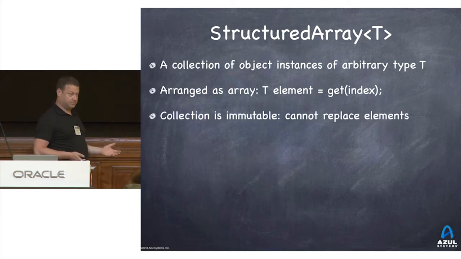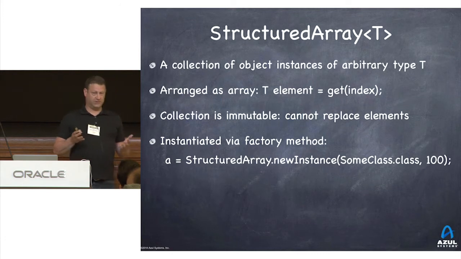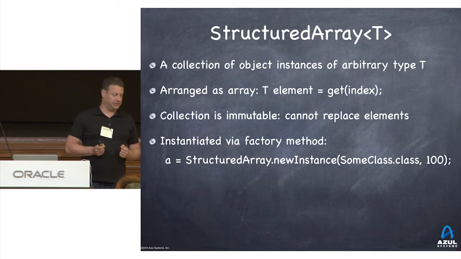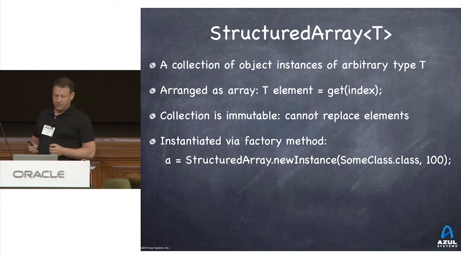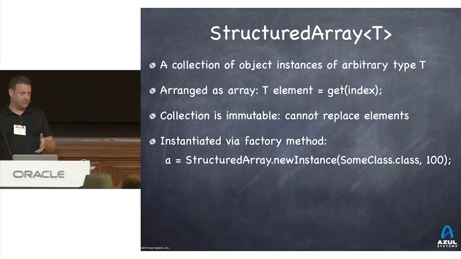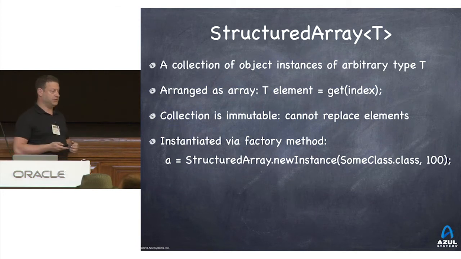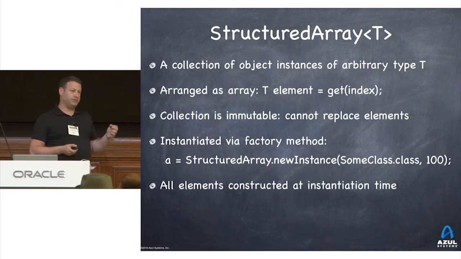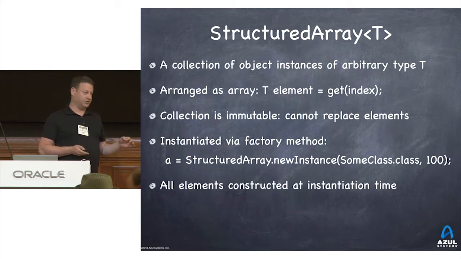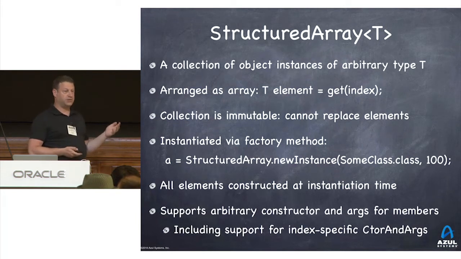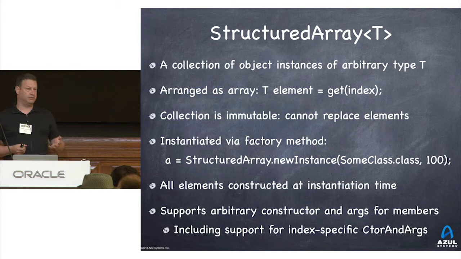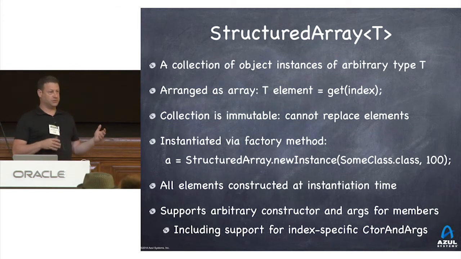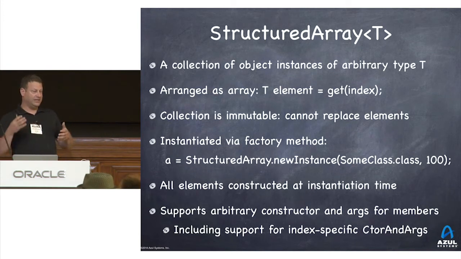There is no put. And it's also instantiated using a factory, not a constructor. I'll touch on that a little bit later. So you can make a new instance for a certain class with a certain length. That's pretty easy. All the elements will be constructed at instantiation time. So when you make an array, everything in it will be constructed right there, because you can't put anything in later.